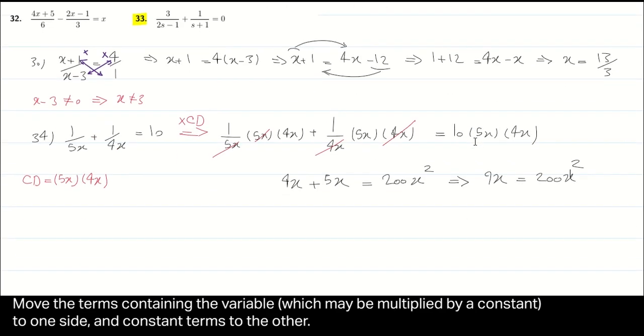Now we can divide both sides of the equation in here by the x value in order to get the x value. But before that, we should know that the x value cannot be equal to 0, because you can't actually divide an equation by x if the x value is equal to 0. So if you define that the x value can't be equal to 0, you can say that 9 is equal to 200x in here, which means x is equal to 9 over 200.